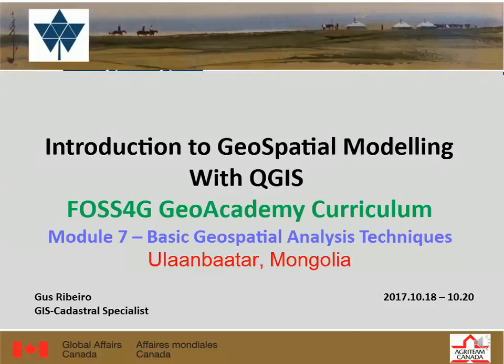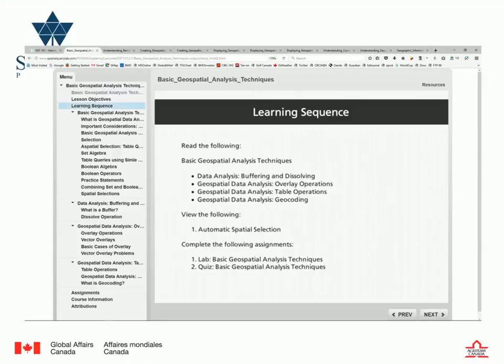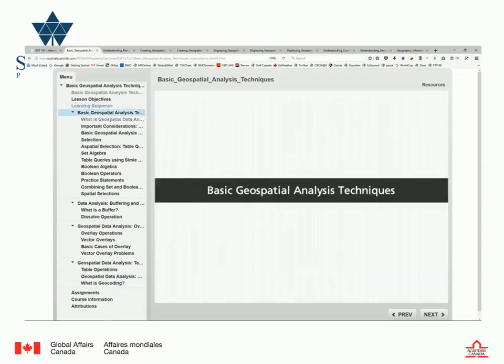So this is geospatial analysis techniques. What we're going to talk about is spatial analysis with vector data, and we're talking about, for example, buffering, dissolving, overlay operations, and attribute table operations, and we'll show you a bit about geocoding. I don't think geocoding is relevant to Mongolia, but we will tell you what we do with geocoding in North America.